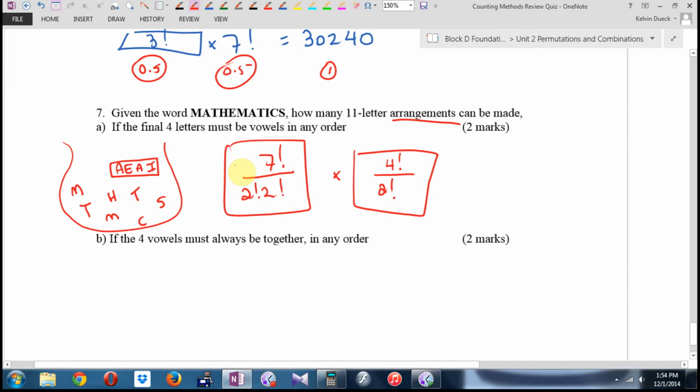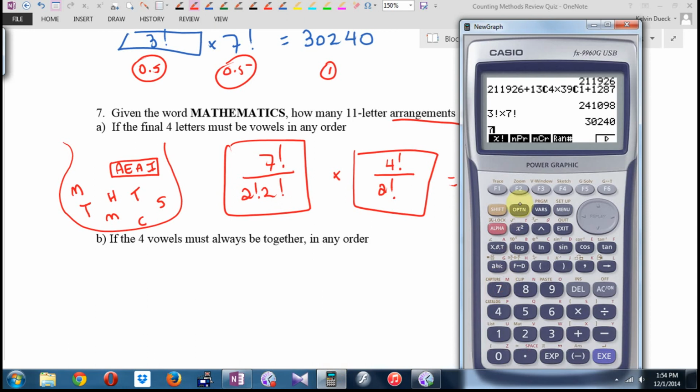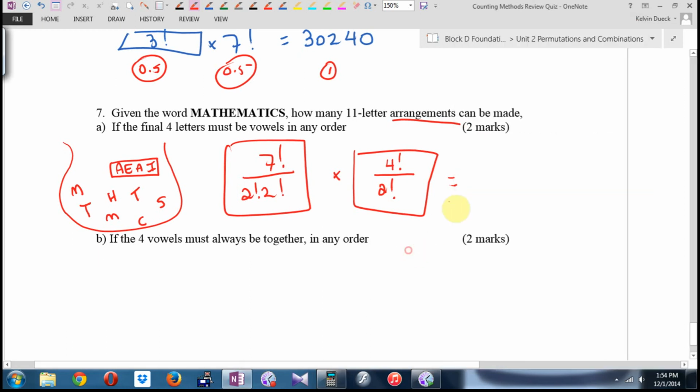This is, by the way, about as tough as I can throw at you. If you got this, well done. And even if you didn't get it, hopefully you go, oh yeah, I can see how he got that. It's going to be 7 factorial divided by 4, because that's what 2 factorial times 2 factorial is, times 4 factorial divided by 2, because that's what 2 factorial is. 15,120. How many of you got that one okay? Nice. That's a tough one. What did I say, 15,120?